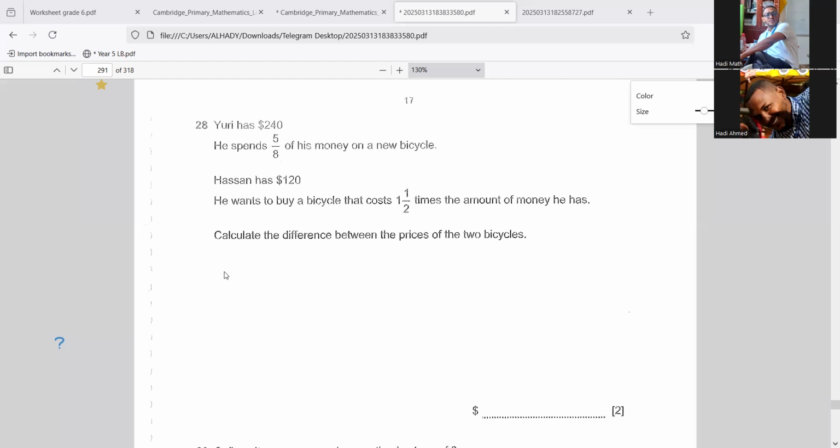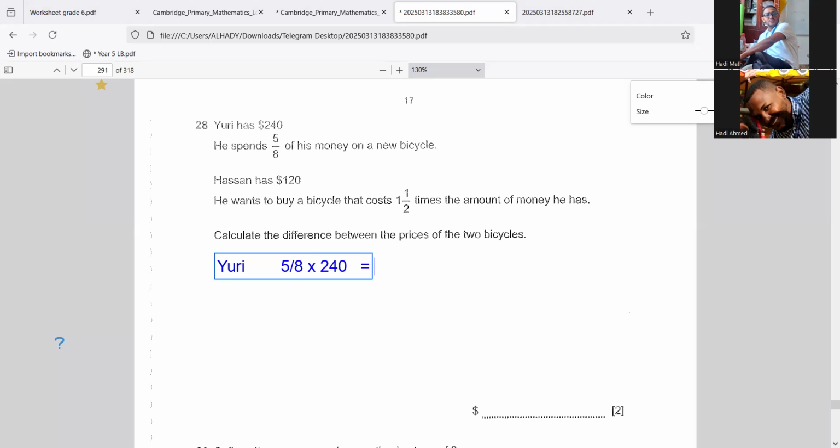First of all, you need to know how much each bicycle costs. If we're talking about Yuri and his bicycle, we say Yuri's bicycle costs what? 5/8 of the $240. When we say 5/8, we write 5/8, then we multiply by 240. As you like, you can multiply the 5 with the 240 first. You say 5 multiplied by 240 and then you divide by 8.